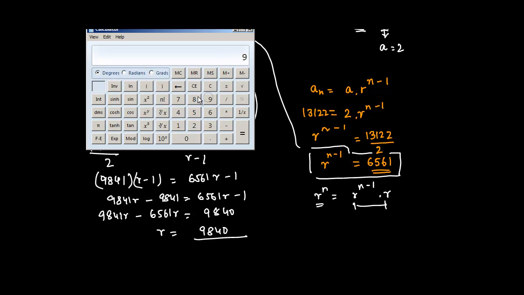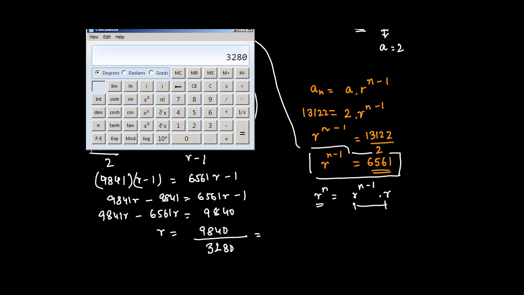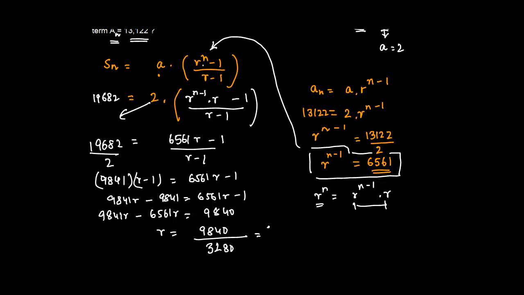Let me just quickly do this on the calculator. 9841 minus 6561 is equal to 3280. So this gives me 3280, right? So let's do the division for this as well. 9840 divided by 3280 is equal to 3. So my r is equal to 3, right?